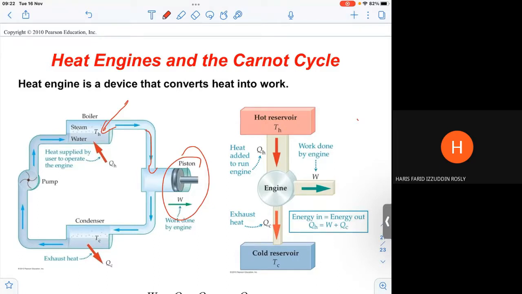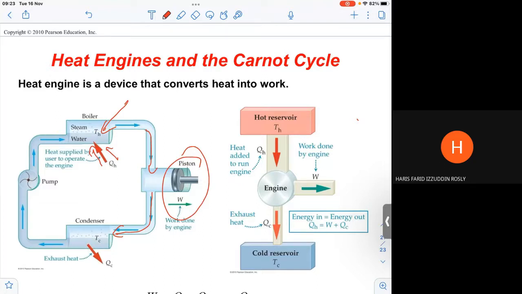Then after it has used all the work, the steam becomes colder, and it will reach this part and condense. It will turn to liquid, and that liquid will be pumped back to the water and then be heated up. These cycles will always go on until you stop it. This is how they work as an engine.